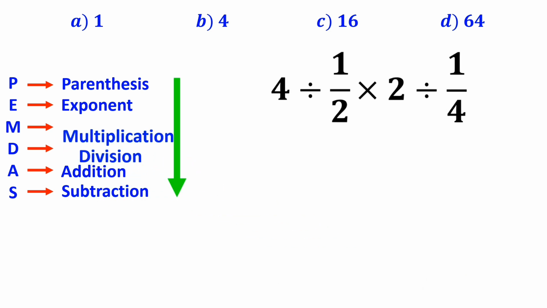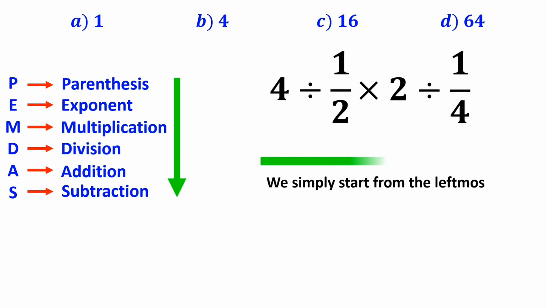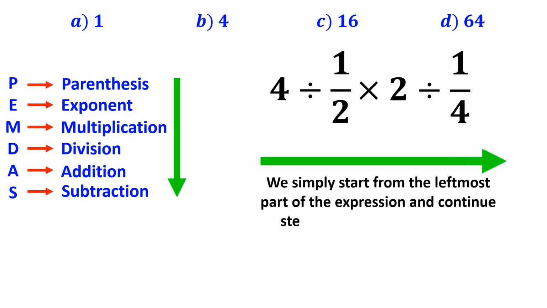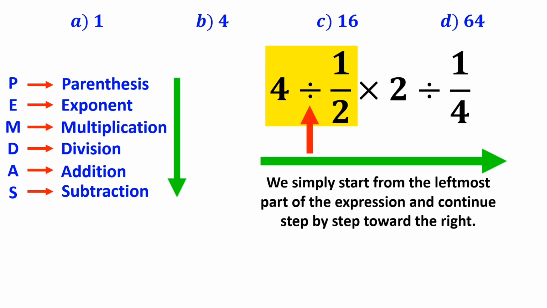So, in this case, we simply start from the leftmost part of the expression and continue step by step toward the right. It means that we begin with the expression 4 divided by 1 over 2, which I have marked in yellow. Okay, whenever we come across a division sign between 2 terms, it's best to use the KCF rule.